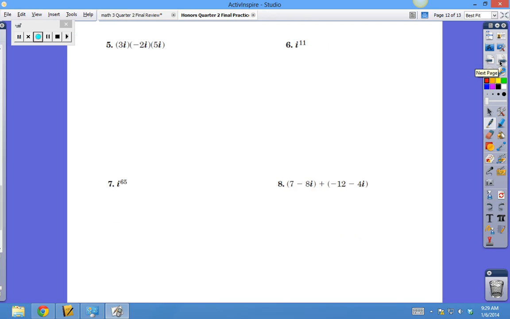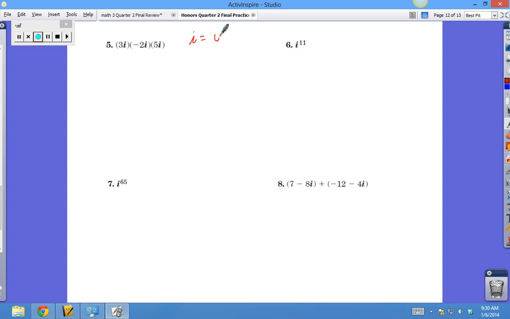So here we go. What you need to know about imaginaries is 2 things. The imaginary number is the square root of a negative 1. But if you have an imaginary times an imaginary, that actually is a real. These 2 things, if you remember these 2 things, it's easy.